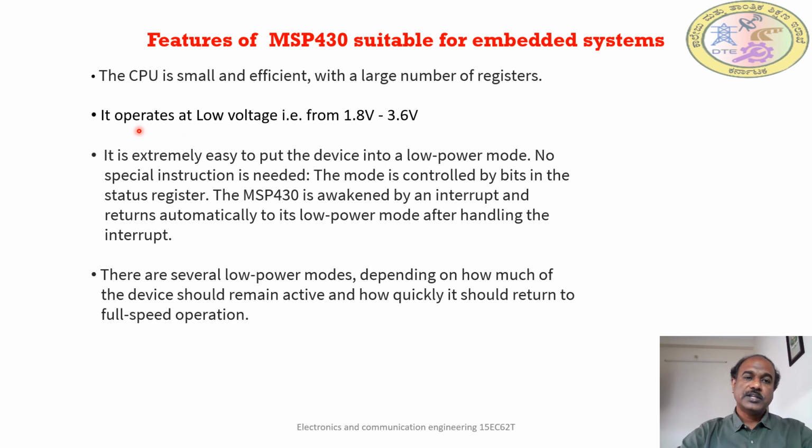Now the second feature of this MSP430 microcontroller is that it can operate at a lower voltage, in the range from 1.8 volts to 3.6 volts. You may be aware that many digital logic ICs, for example the AND gate or OR gate IC, need 5 volts for their functioning. Even one of the microcontrollers we have seen, the 8051, needs 5 volts for its proper working. Whereas you can see here, MSP430 can work in the voltage range from 1.8 to 3.6 volts. So it consumes very little power.